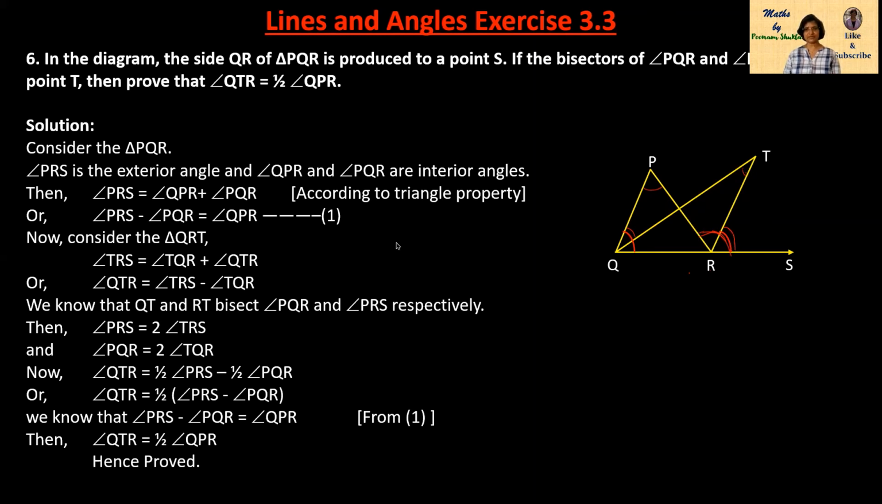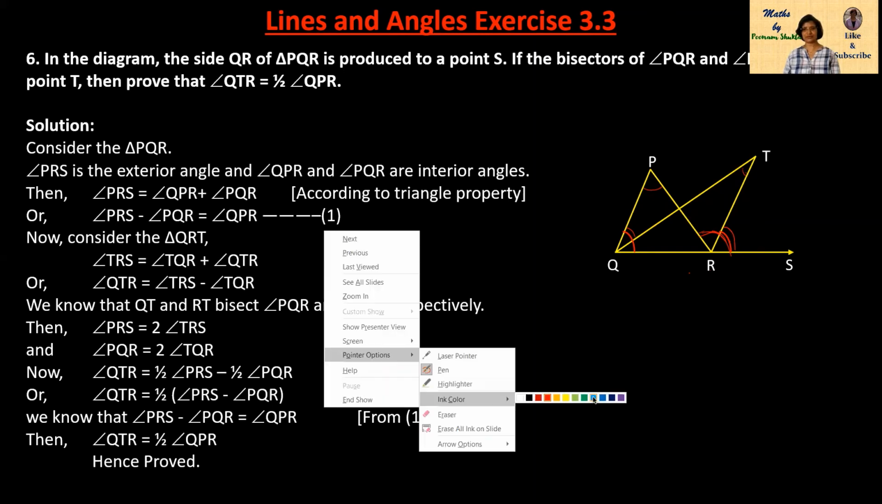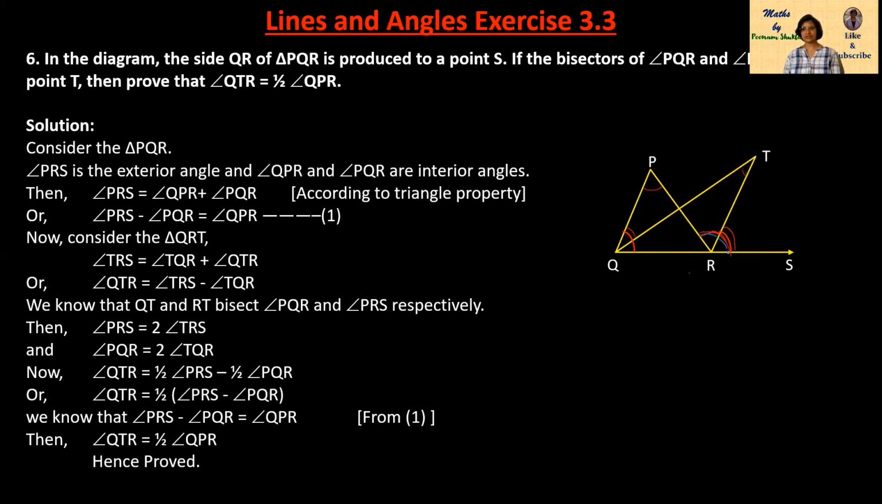Okay, let me change the ink again. I'll do that just to make it more clear. So this angle is exterior angle, and these two are the opposite interior angles, which sum of these two angles will be equal to this angle, right? Which we have learned already in theorem 2. So here after simplifying this expression, you get PRS minus PQR equals to QPR.